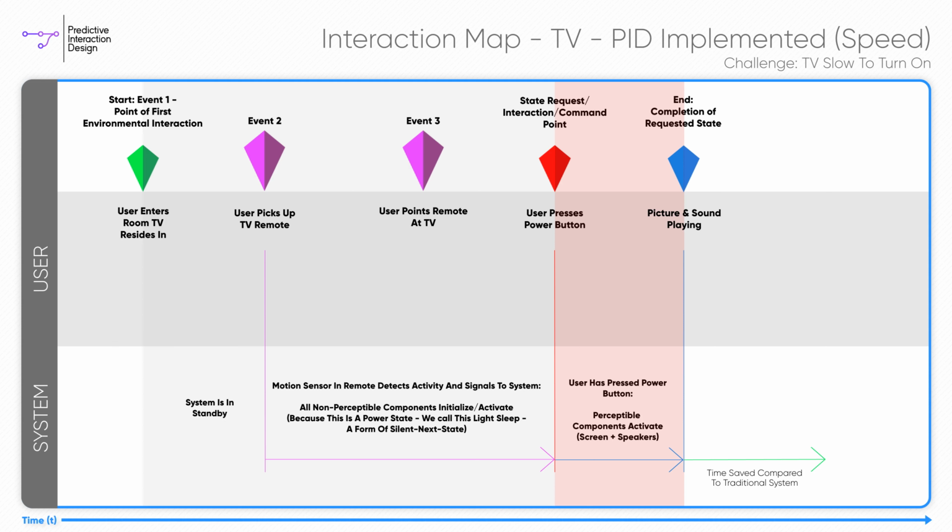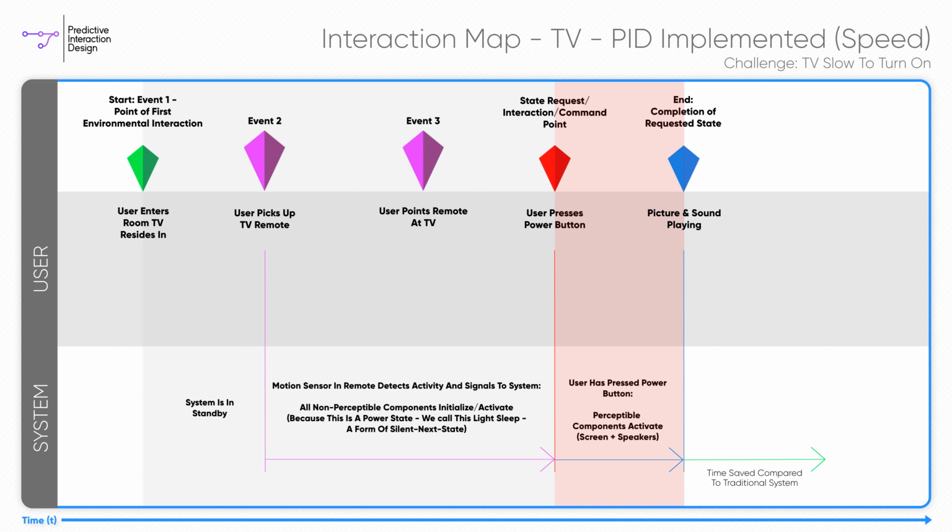Then, by the time the user has pushed the power button, the system has had some time to preload the state request that the user wants, which is to be watching TV with picture and sound. Then at the point at which the user has pressed the power button, just the perceptible components need to activate, which is the screen or speakers, and then the TV just instantly turns on, and that ensures that magical user experience. And even if there isn't enough time for the components to initialize fully, at least the interaction and user experience is much faster. And we can see that red zone there, that point in between the state request or interaction and the completion of the requested state, compared to the first one, is smaller.